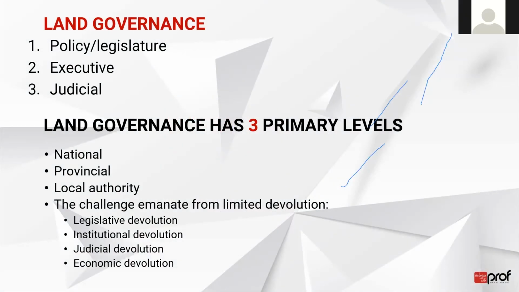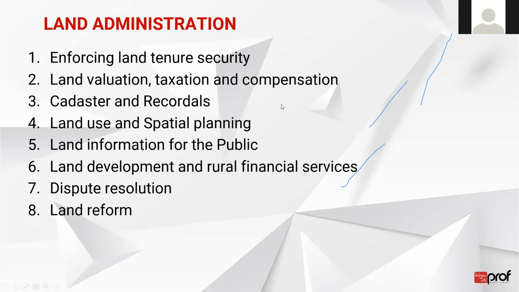So let me then jump to land administration. There are 8 primary functions that any land administration system is to complete. These are services and functions that all landowners look for. First is actually the enforcement of those land rights we're talking about.